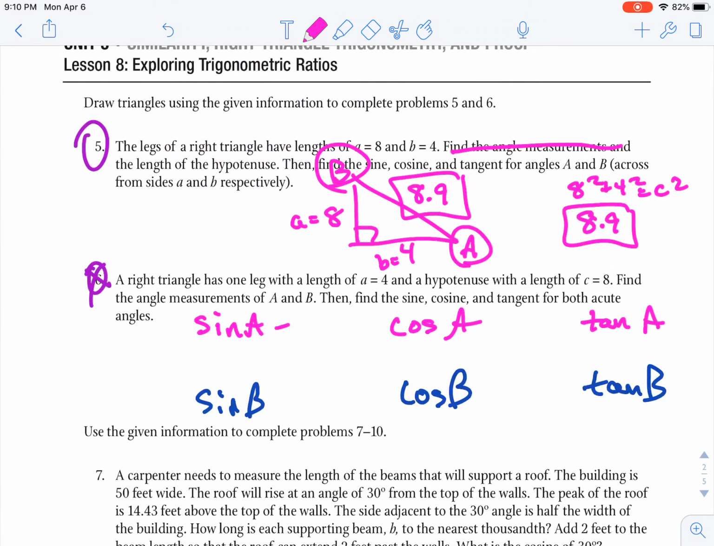All right, sine of A. Opposite over hypotenuse. So opposite of A is 8 over 8.9. Cosine. Adjacent over hypotenuse. So 4 over 8.9. Tangent. Opposite over adjacent. 8 over 4. For now, the fractions are fine. Now from B. Same idea, but now we're looking at B. So opposite of B, 4 over the hypotenuse. Cosine of B. Next to B is 8 over 8.9. And tangent of B, opposite over adjacent, 4 over 8.